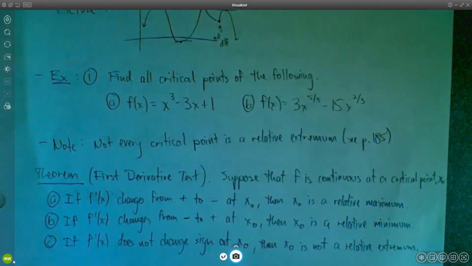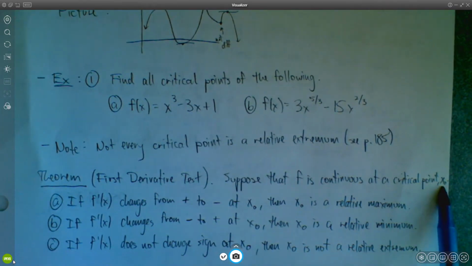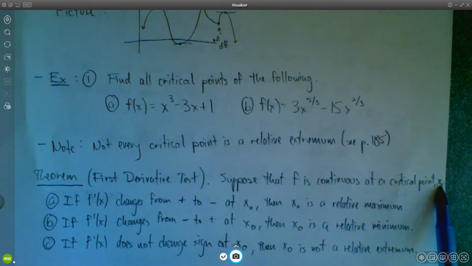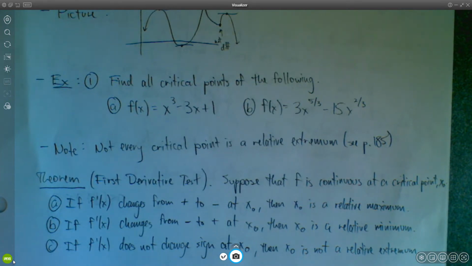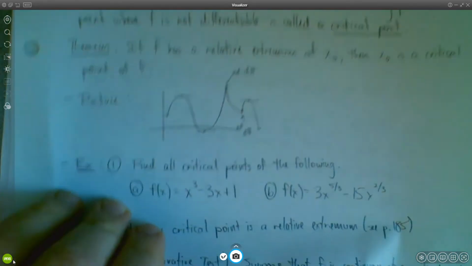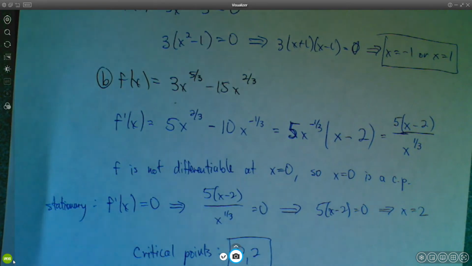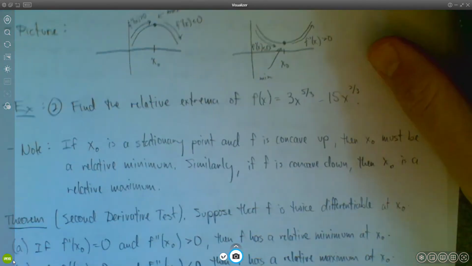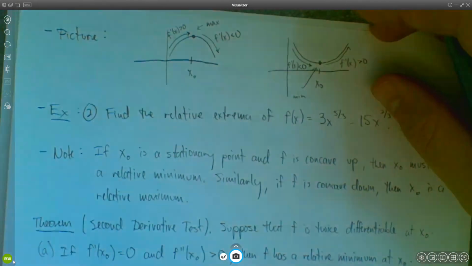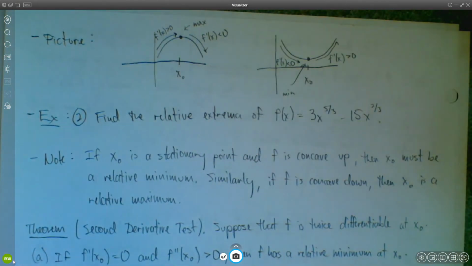So first of all, you find the critical points, and then you determine if the derivative is changing sign at that critical point. And you can do this the same way that we did in 4.1, making a sign chart and all of that stuff. But anyway, here's a picture that might help you if you're not quite capturing what I'm saying.